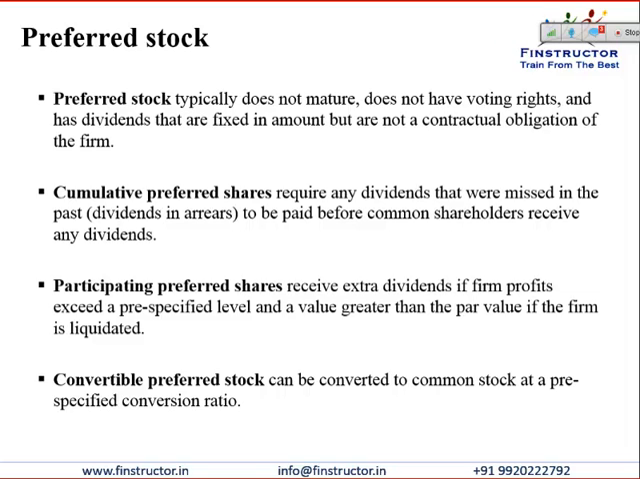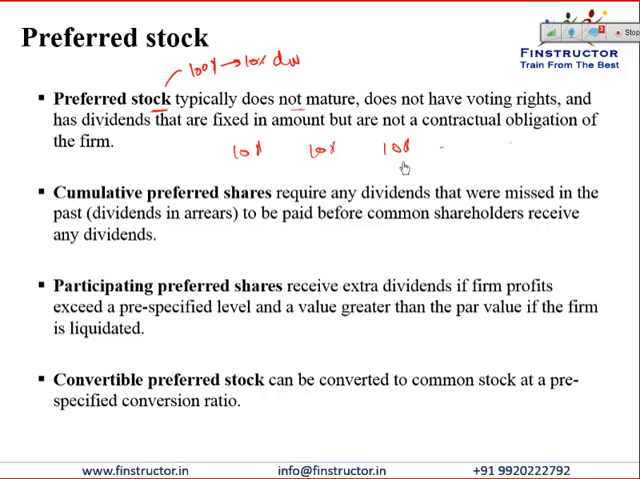Another type of equity is referred to as preferred equity or preferred stock. So preferred stock typically does not mature. So it's like debt in many ways, or it's like a fixed income security in many ways. However, it does not have a maturity date like a regular fixed income security. So if $100 preferred stock has been issued with a 10% preferred dividend, then this $10 will continue, or the firm will generally pay the $10.